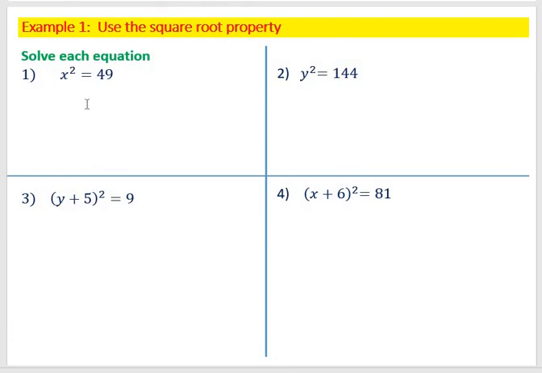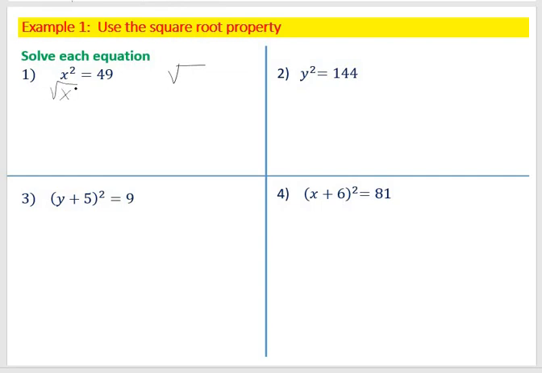Now, here we have x squared is equal to 49. Now, the meaning of solving the equation is finding simply x, not x squared. So how can we find simply x? We take the opposite operation. The opposite operation of the power of 2 is taking the square root. Okay, now we're going to take the square root of both sides.